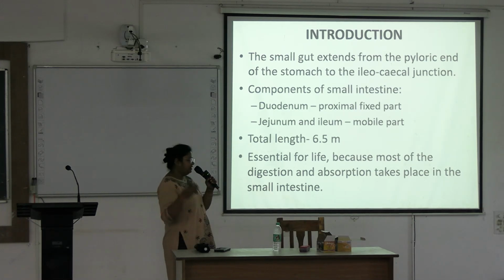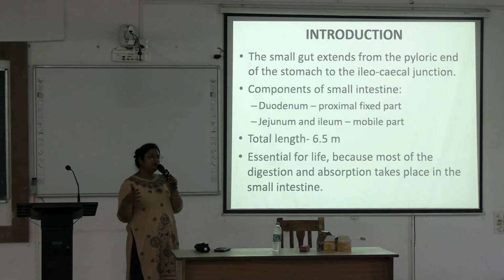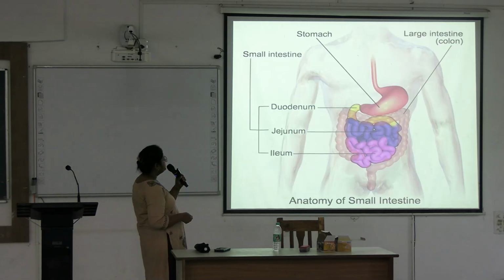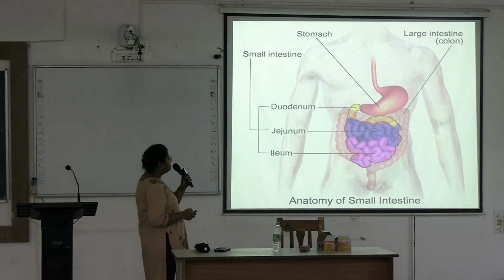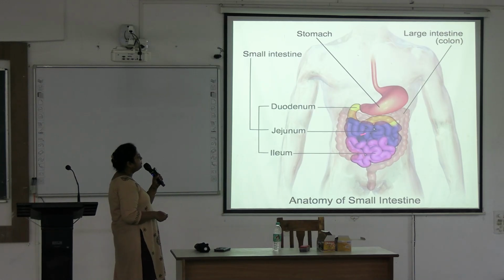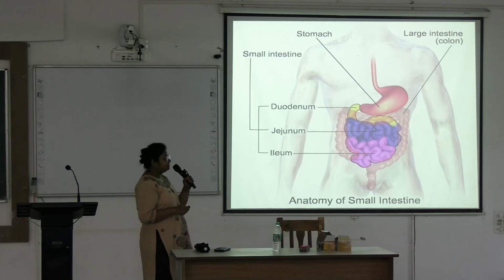Mainly in parts of the duodenum, digestive juices are coming out, and it helps in most of the digestion. See here, this is the stomach, cardiac end, pyloric end of the stomach. From the pyloric end of the stomach, the duodenum is starting. It is forming a C-shaped curve. It has four parts.